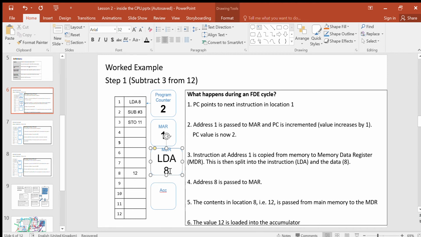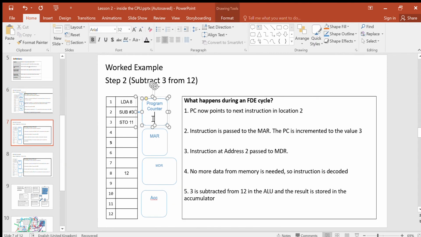So we know the address is 8, so we need to go back to the MAR and copy that address in. The MAR would then go to location number 8 in RAM, and the data, the contents, would be copied into the MDR. Now those contents are the number 12, so we update the MDR with the value 12. Because we're going to do some processing with this number, the value is loaded into the accumulator. Let's move on to the next step.